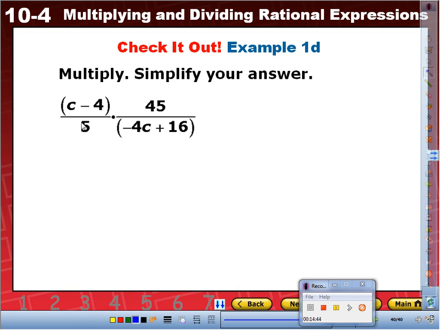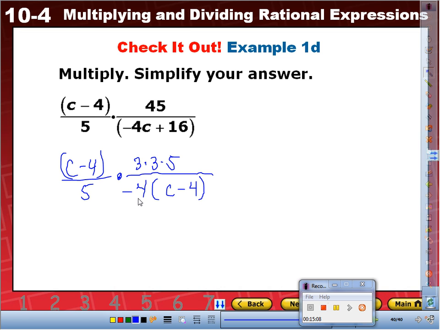Let me get started. First fraction, can I factor the first? No. C minus 4, I'll leave it in parentheses. How about the 5? No. Second numerator, yes. 3 times 3 times 5. This one, GCF is -4. Is that correct? And I'm left with c minus 4. Now, I can break down the -4 a little bit more, right? However, look at this. Can I simplify this fraction anymore?